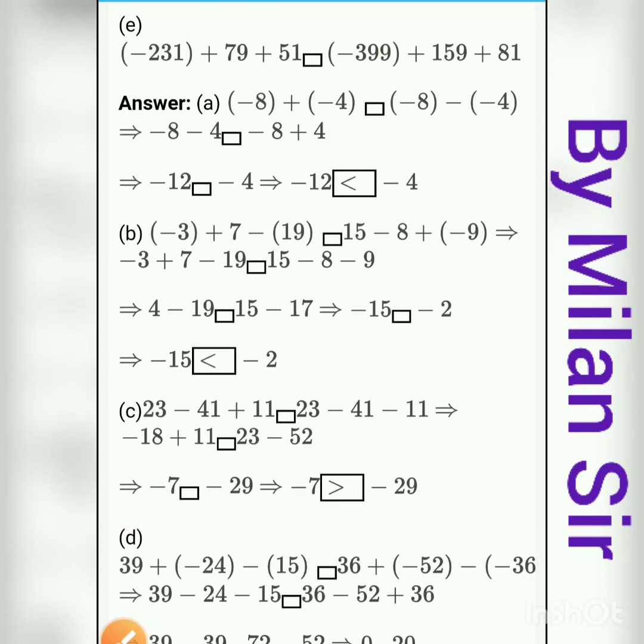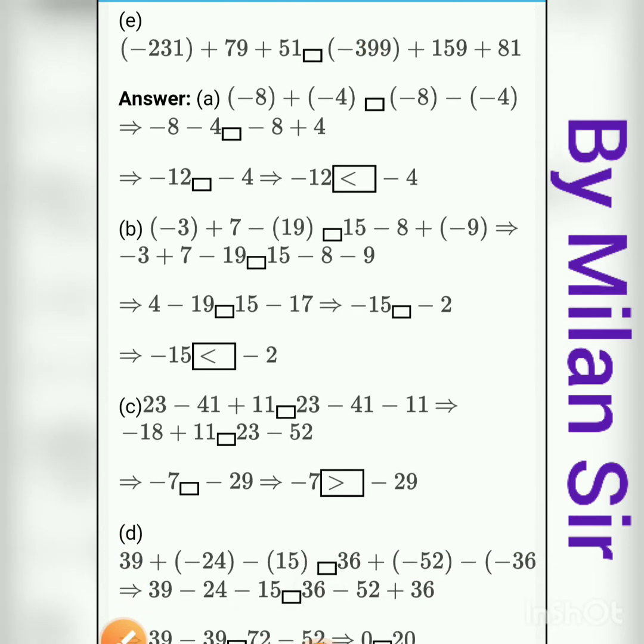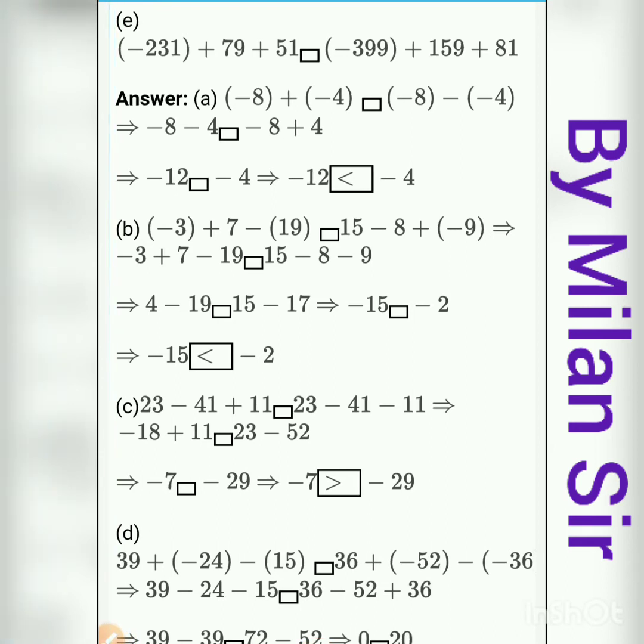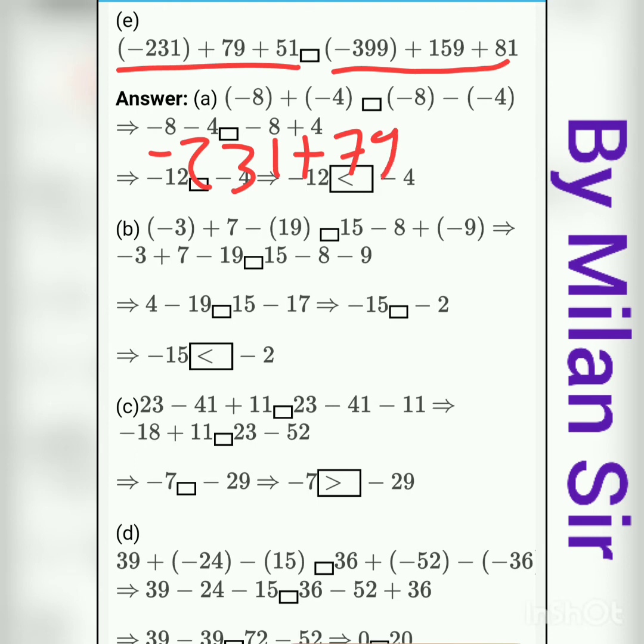Okay, then the last number. In the left hand side we have minus 231 plus 79 plus 51, and in the right hand side we have minus 399 plus 159 plus 81. So first of all we need to solve the left hand side. Minus 231 plus 79 plus 51.